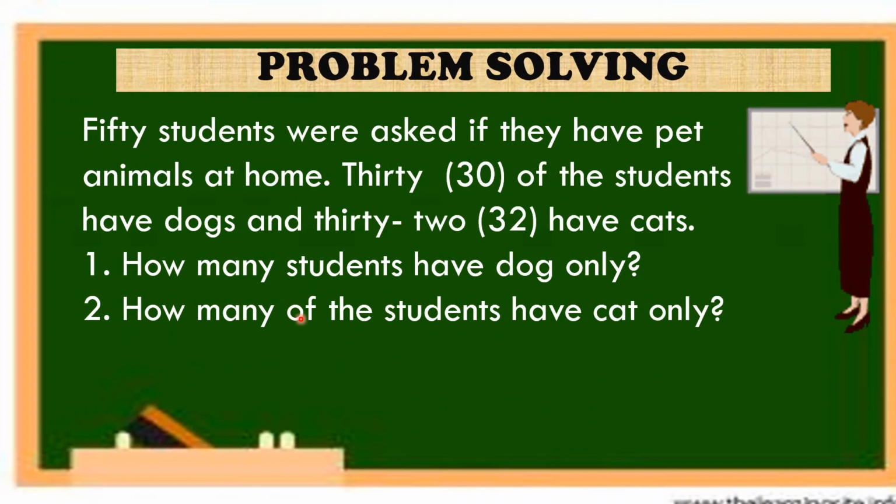We are now in the problem solving. 50 students were asked if they have pet animals at home. 30 of the students have dogs and 32 have cats. Number 1, how many students have dog only? Number 2, how many of the students have cat only?